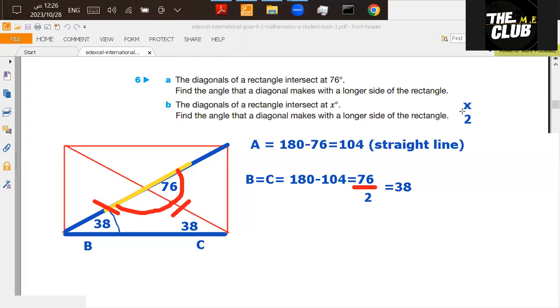So the first one, we said 76 divided by 2 is going to be 38. And then the second one, we said it's X divided by 2. And this is how you answer a question like this.